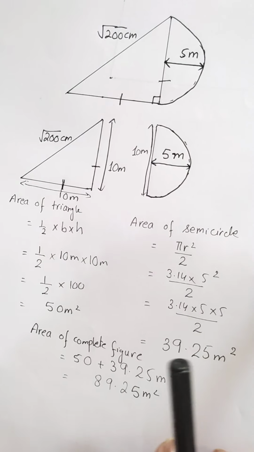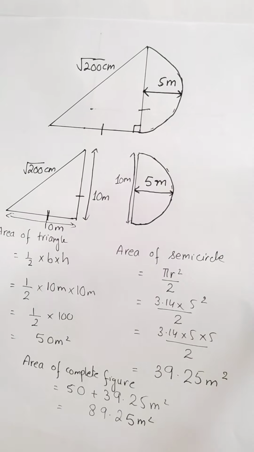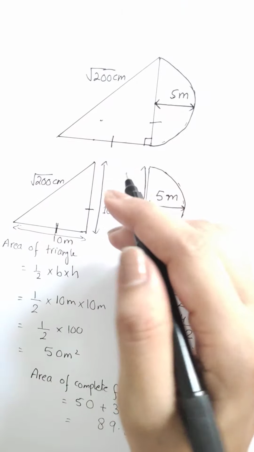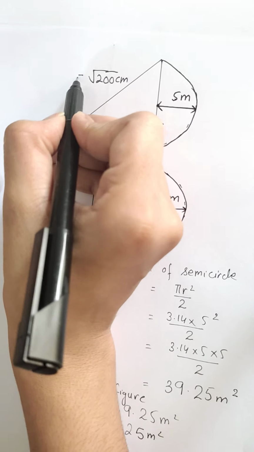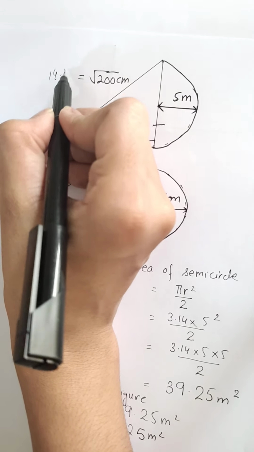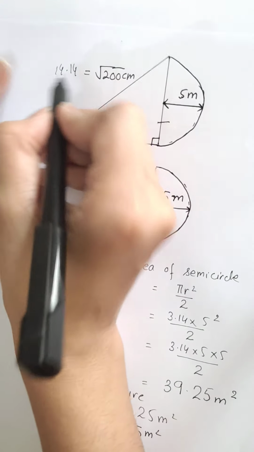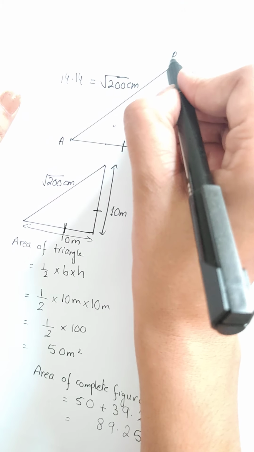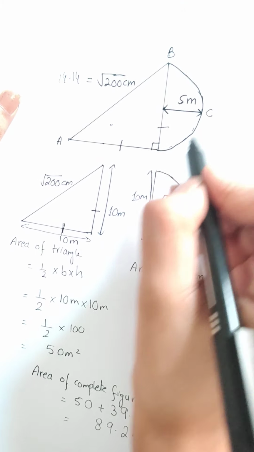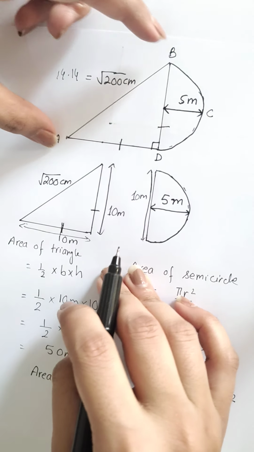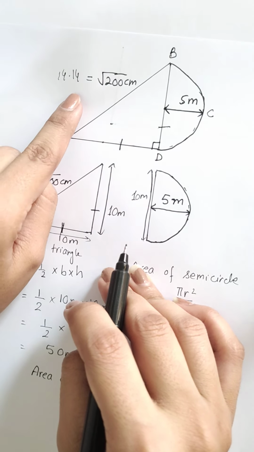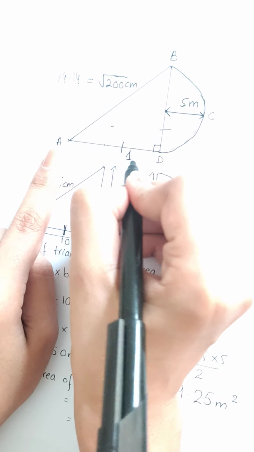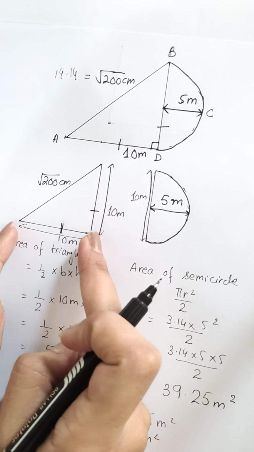Now next we will find out the perimeter of the shape. Keep in mind, the perimeter is the sum of all the boundaries of any closed figure. Under root 200 is equal to 14.14. So first I will give them names: A, B, this point is called C, and this is D. From A to B the length is 14.14 meter, and from A to D the length is 10 meter.